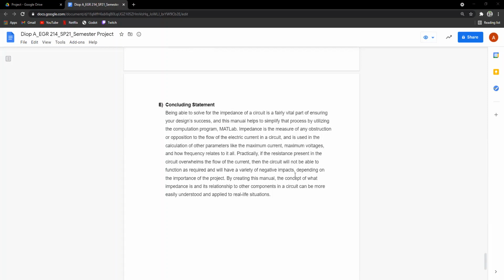By being able to accurately and quickly determine these parameters of a circuit, one could potentially avoid many future issues that could range from a minor setback to something a little bit more serious. By creating this manual, I hope that the concept of what impedance is and its relationship to other components in the circuit can be more easily understood and easily applied to real-life situations.